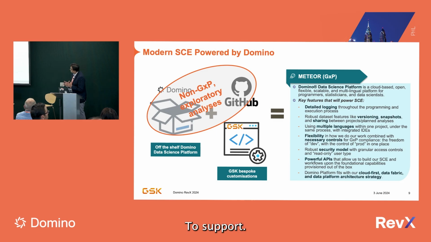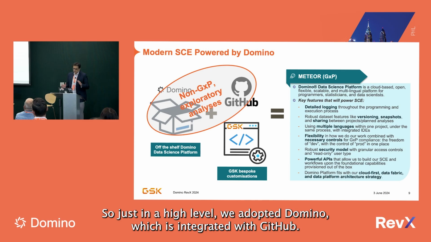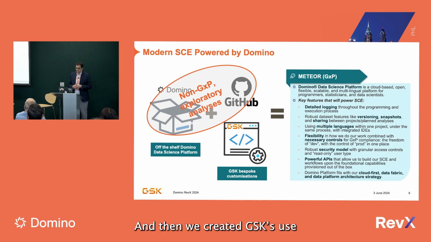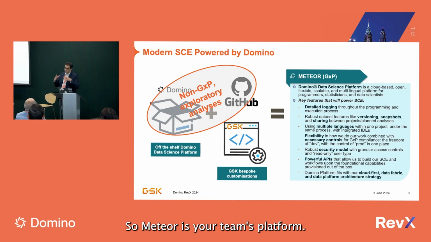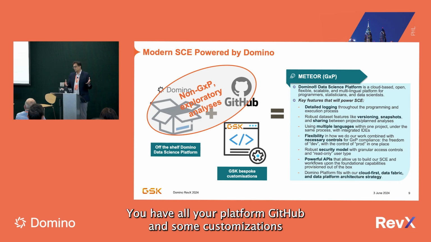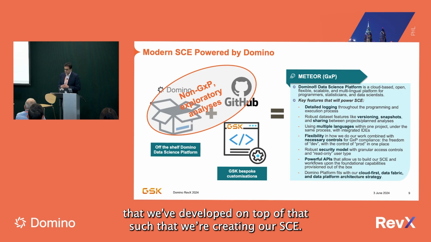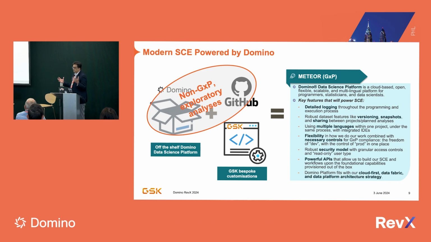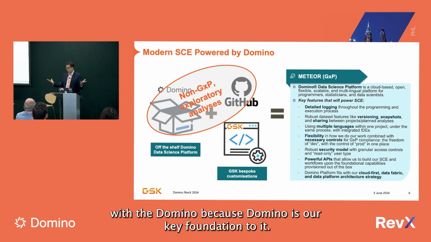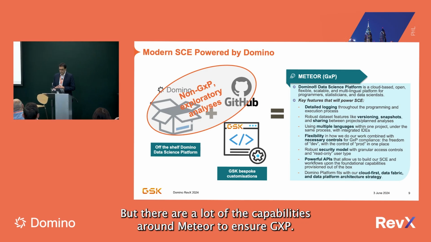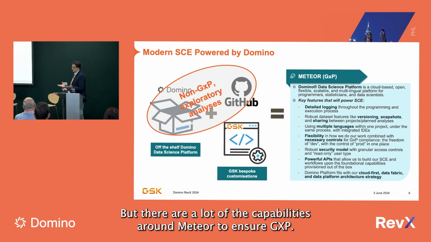Just at a high level, we adopted Domino, which is integrated with GitHub, and then we add GSK's bespoke customization under the umbrella of what we call Meteor. So Meteor is Domino, GitHub, and all the customizations that have been built on top of that, essentially creating our SCE. We use the word Meteor synonymously with Domino, because Domino is our key foundation. Many of the capabilities on Meteor were built to make sure it's GxP.